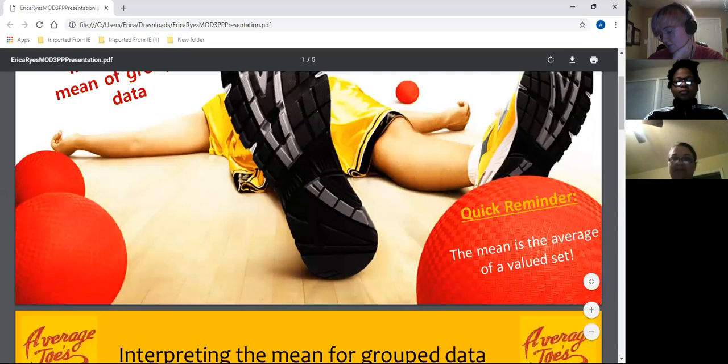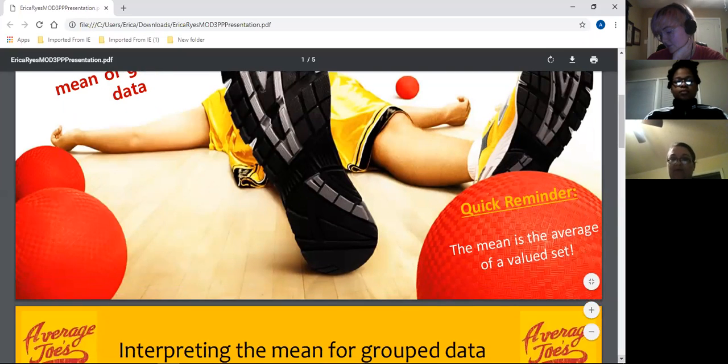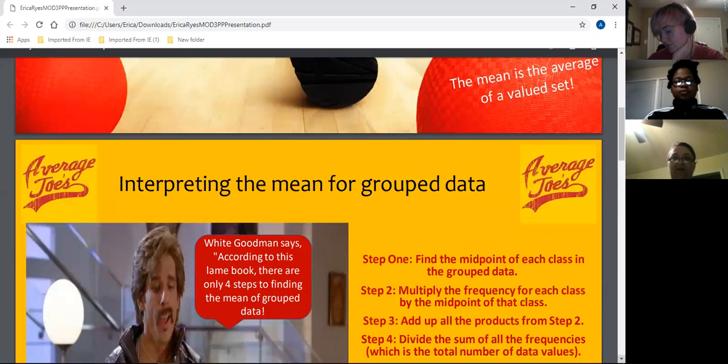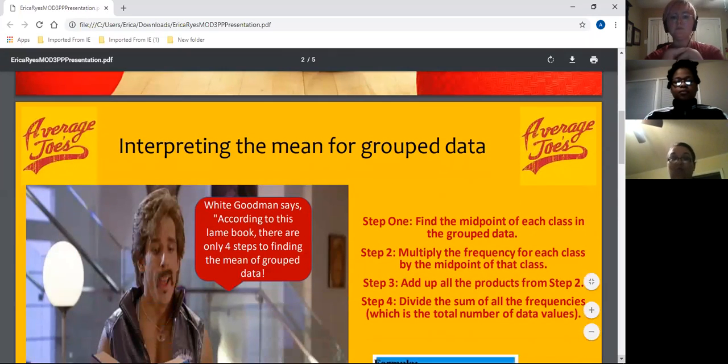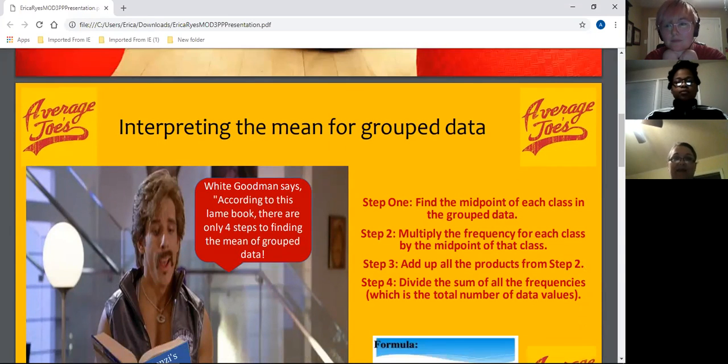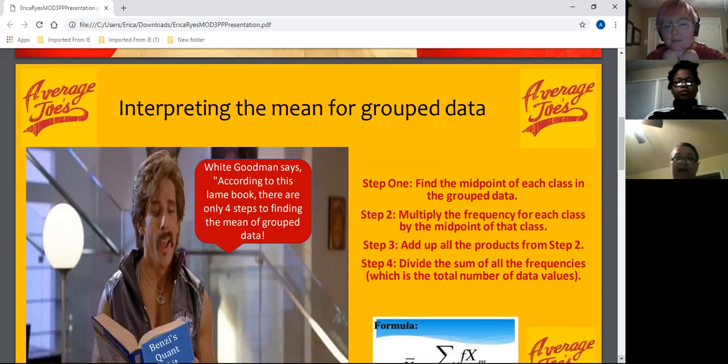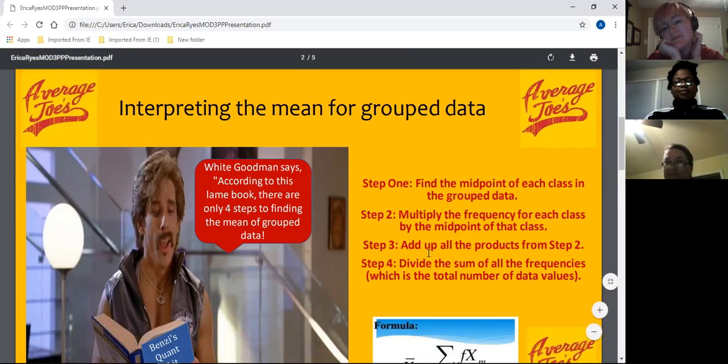Okay, keeping with our average Joe theme here, we have White Goodman over here. It's part of our dodgeball actor here. And he's going to tell us how to interpret the mean for group data. You can see he's reading out of Benzie's quantitative lit book. And he says, according to this lame book, there's only 4 steps to finding the mean of group data. And here's the steps right here.